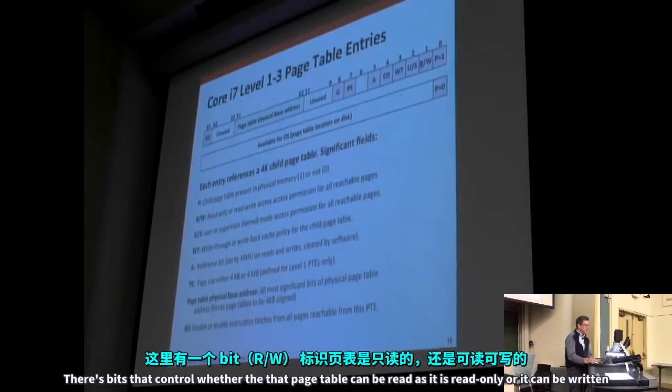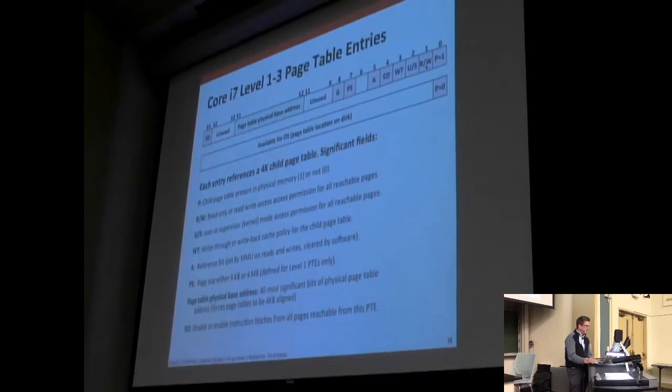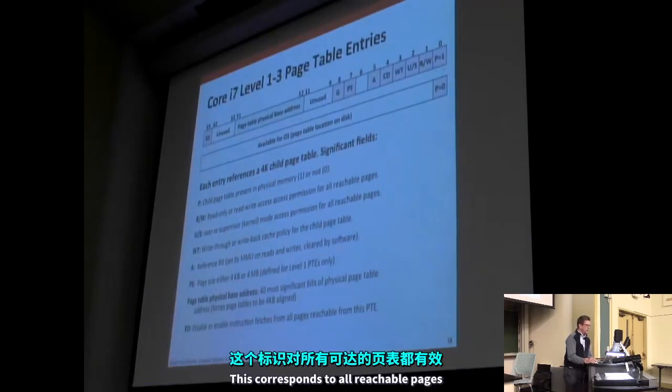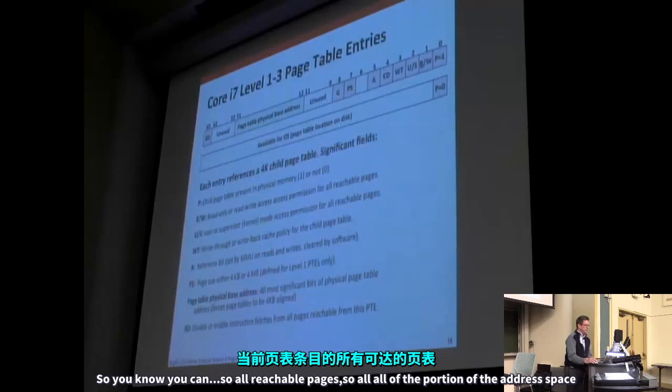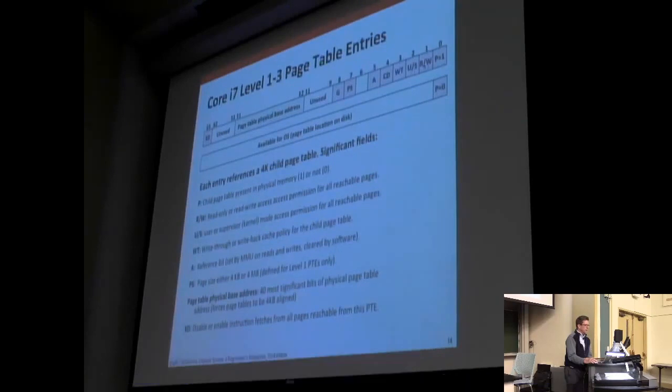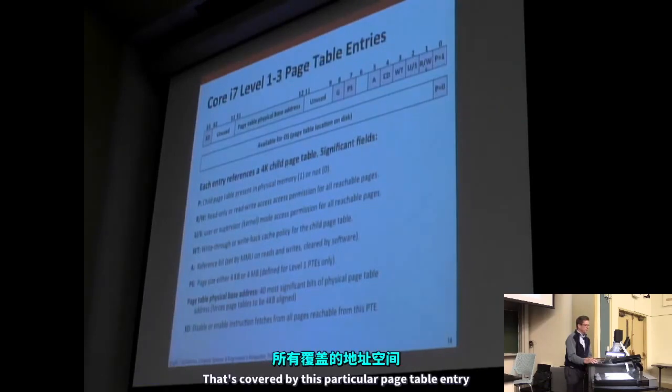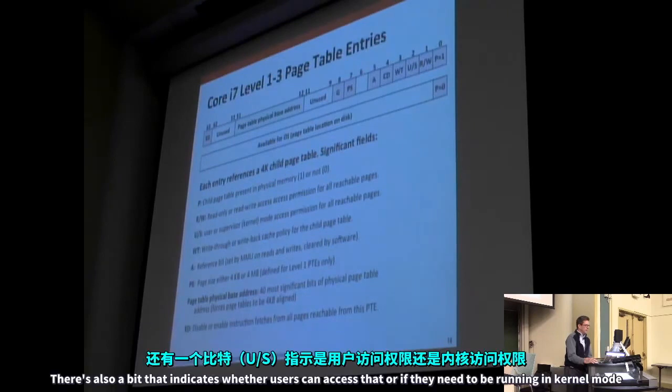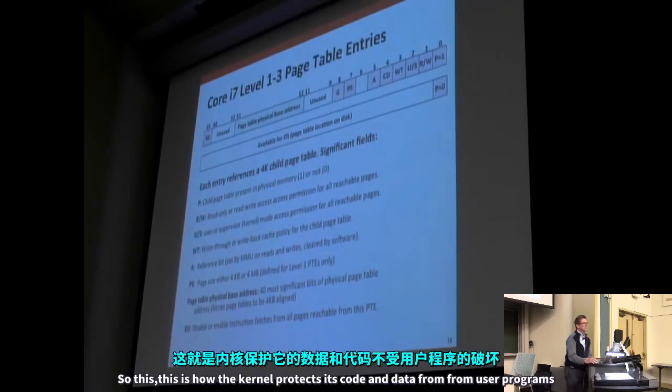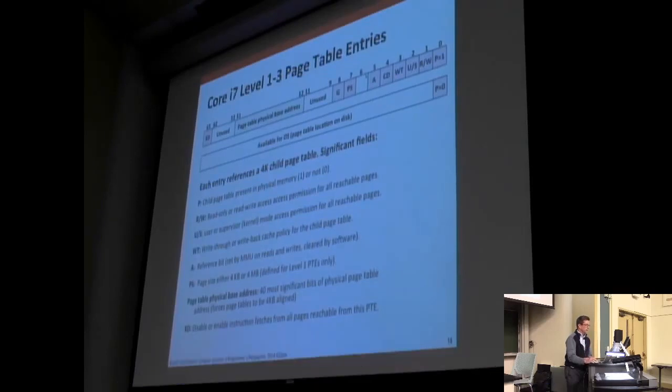There are bits that control whether that page table is read only or can be written. Actually, this corresponds to all reachable pages, so all of the portion of the address space that's covered by this particular page table entry. There's also a bit that indicates whether users can access that or if they need to be running in kernel mode. This is how the kernel protects its code and data from user programs.